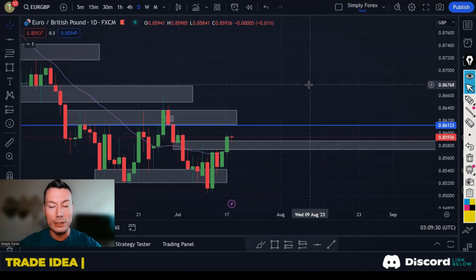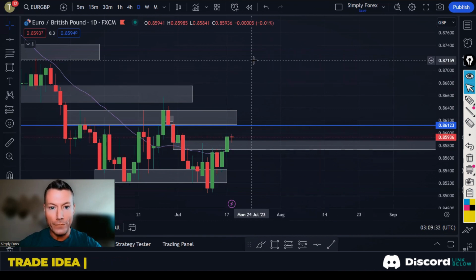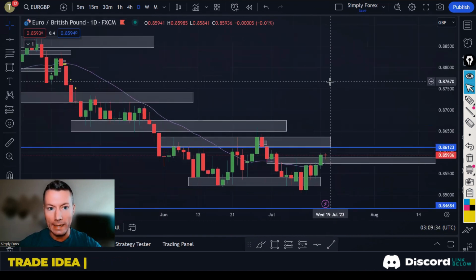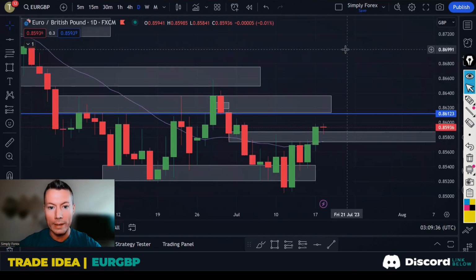Let's take a look at today's trades now. So the first one, as you can see, is this. This is euro against the pound. And we've just had a structure break.